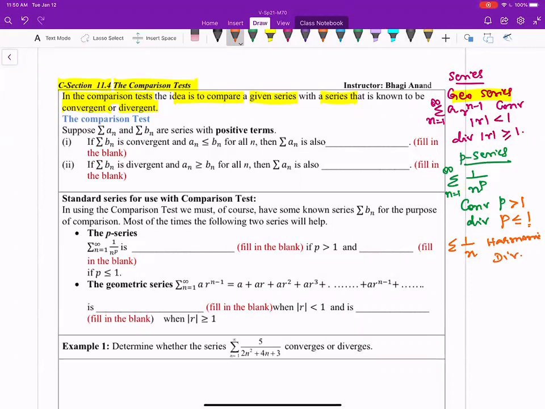So far we have seen the geometric series and the P series, which are helpful to compare the given series to. The comparison test, what does it state? Suppose sigma an and sigma bn are series with positive terms. If sigma bn is convergent and a sub n is less than or equal to b sub n, which means the nth term of the given series is smaller than or equal to the nth term of the series that you're comparing to, for all n, then sigma an is also convergent.